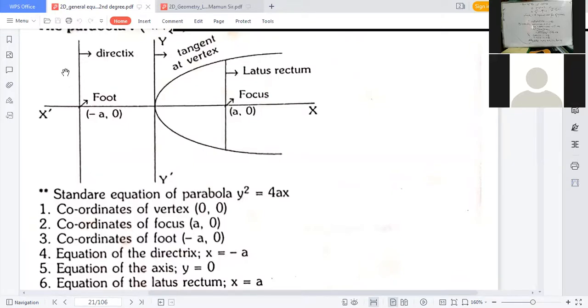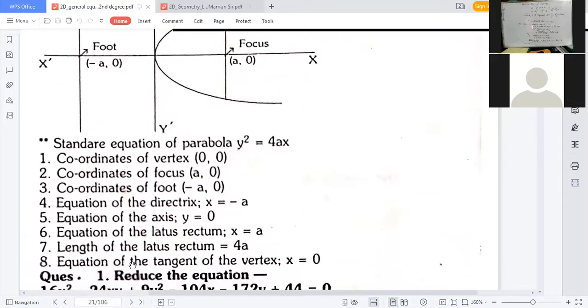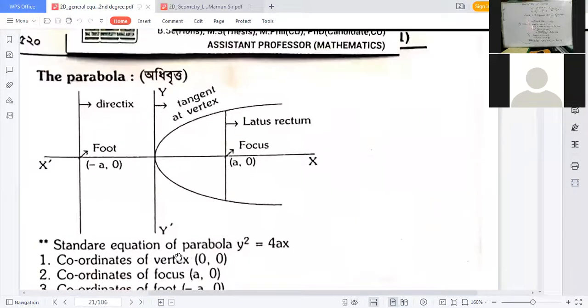Equation of the directrix is x equals to minus a, because this is the directrix; since the vertex is at 0, 0, this distance will be a, and this coordinate will be (minus a, 0). This is why the equation of the directrix will be x equals to minus a. Equation of the axis: this is along the x-axis, so y equals to 0. Length of latus rectum will be 4a for the parabola.